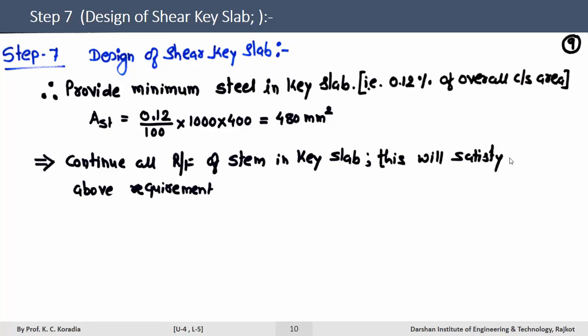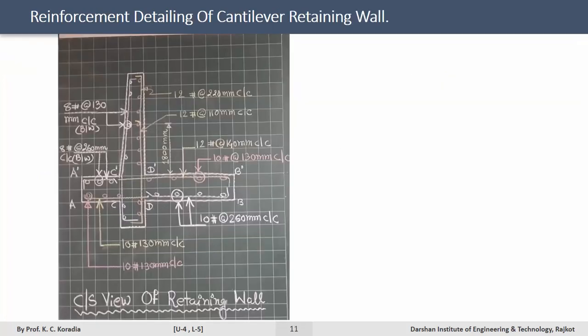Now we will see the overall detailing of our cantilever retaining wall. This is a typical reinforcement detailing of our cantilever retaining wall. All reinforcement shown in yellow color are our main tensile reinforcement. All reinforcement shown in magenta color are our distribution reinforcement. All reinforcement shown by white color are our temperature and shrinkage reinforcement.